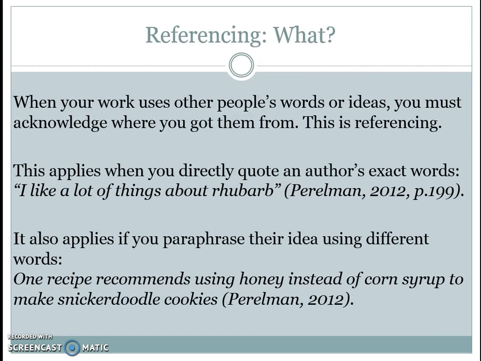Referencing is used in academic work when our work uses somebody else's words or their ideas. So anytime you use someone else's words or ideas, you need to acknowledge where you got those words or ideas from. This applies both if you directly quote a person, like this quote I've got here, "I like a lot of things about rhubarb," using that person's exact words. And it also applies if I paraphrase someone else's ideas. So in this second quote, I've put this author's ideas into my own words, but I still need to acknowledge her.